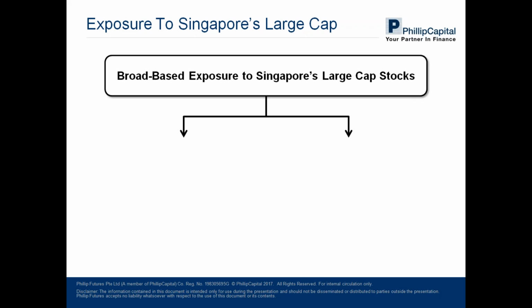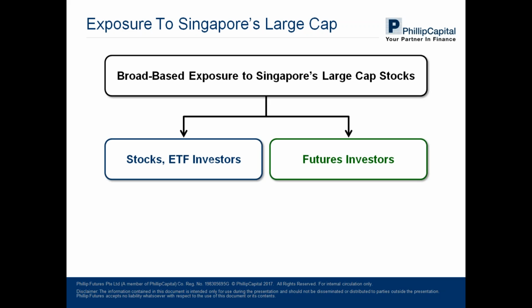However, these two indices are more popular amongst different groups of investors. In the first group, which is probably the more mainstream group, we have the stock investors, ETF investors as well, and on the other hand, we have futures investors. In the Singapore equity index space, these two groups of investors look at two different indices.